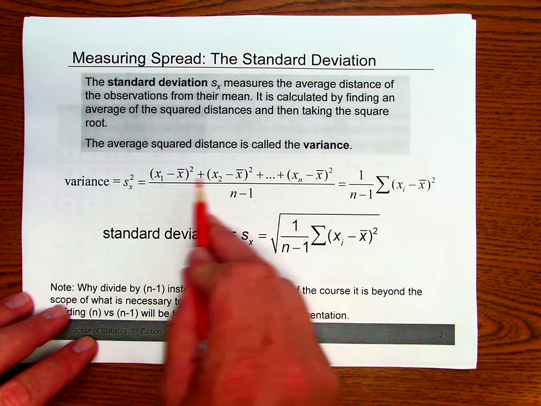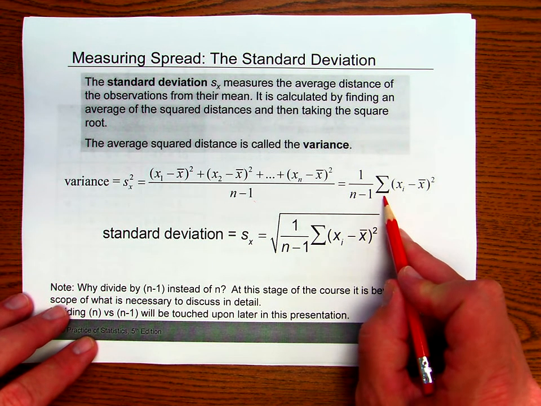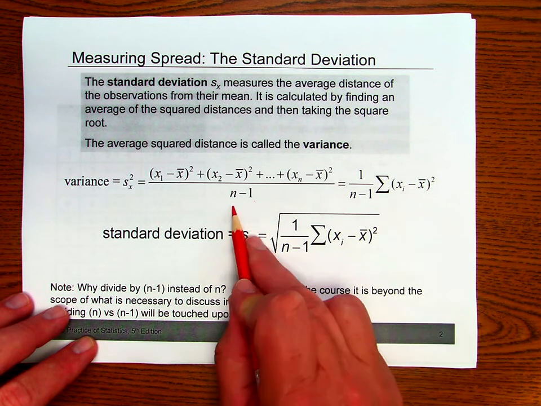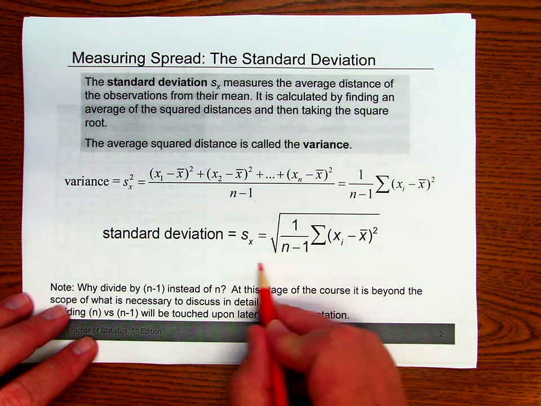The way that we use the notation to describe this is that's the capital Greek letter sigma. So it's the sum of all these individual things right there, and dividing by n minus 1 is the same as multiplying by 1 over n minus 1. So the formula, as it typically appears, is right here.